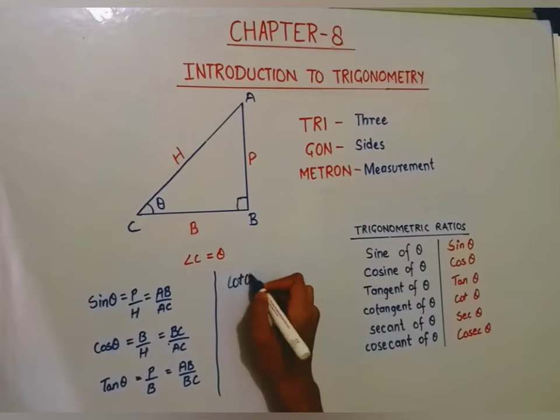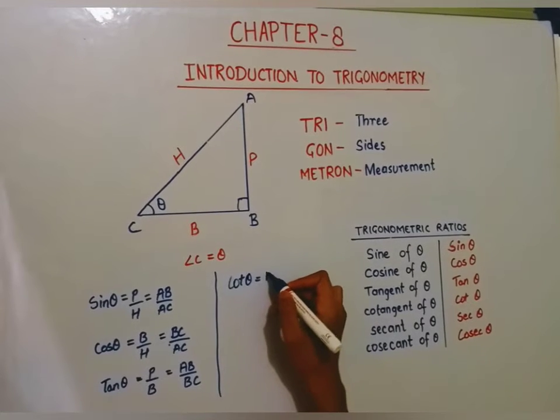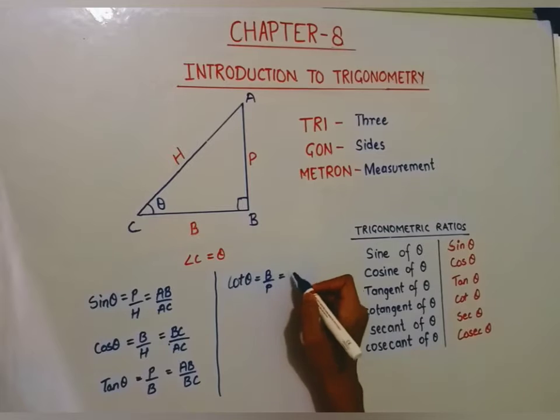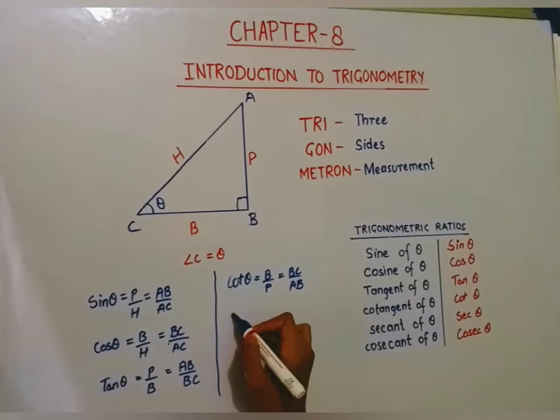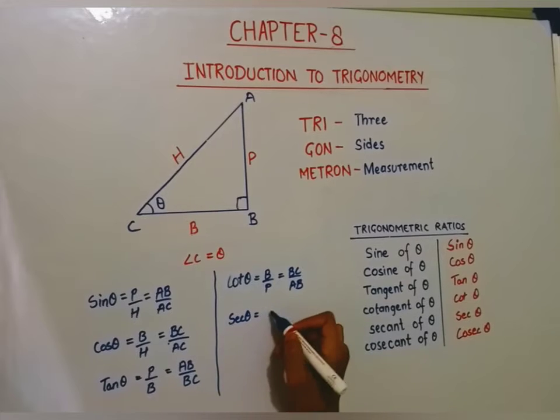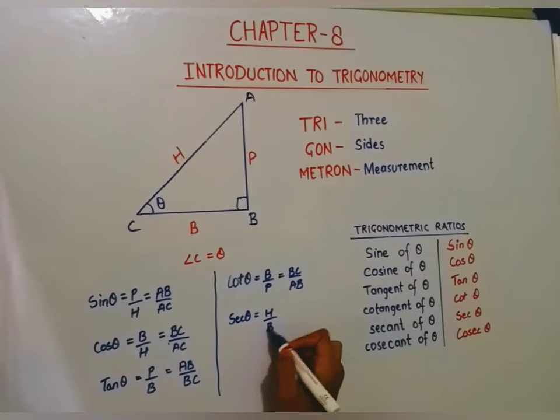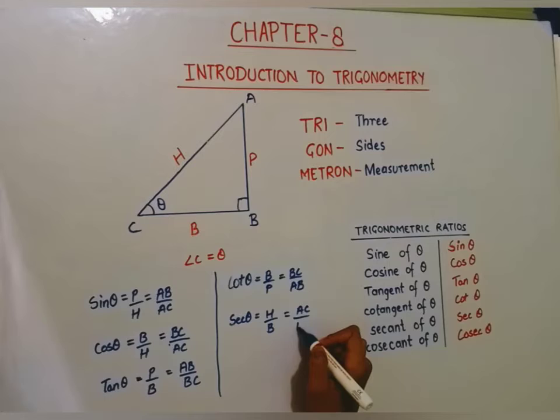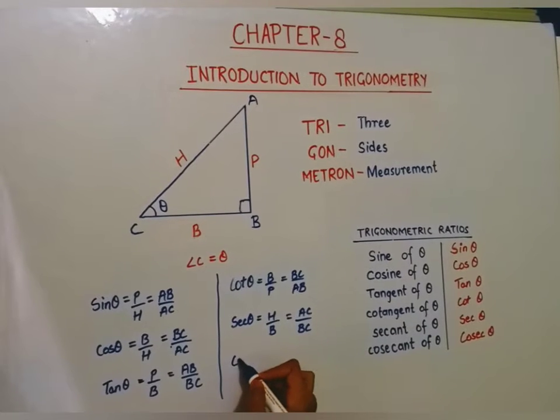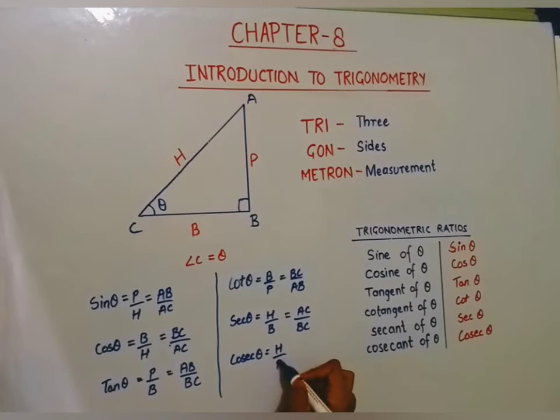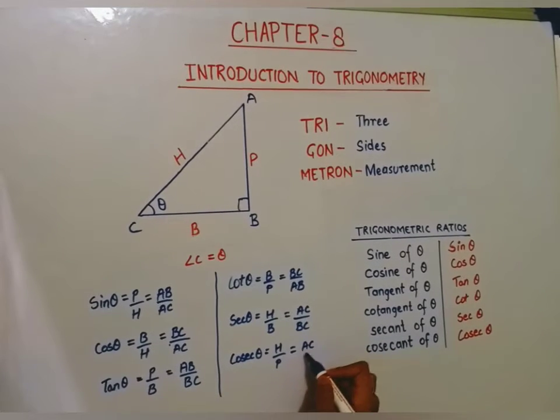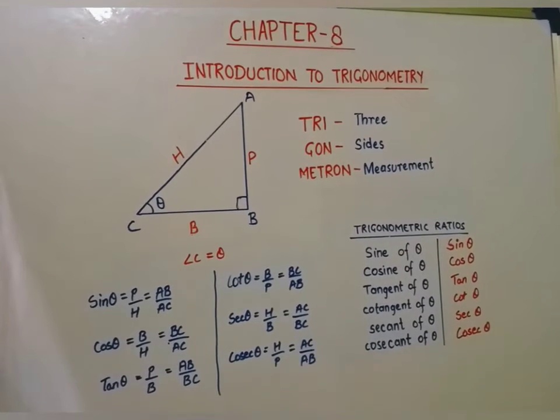Now we have to find cot theta, which is base upon perpendicular, that is BC upon AB. Now sec theta, which is hypotenuse upon base, that is AC upon BC. Now finally cosec theta, which is equal to hypotenuse upon perpendicular, that is AC upon AB.